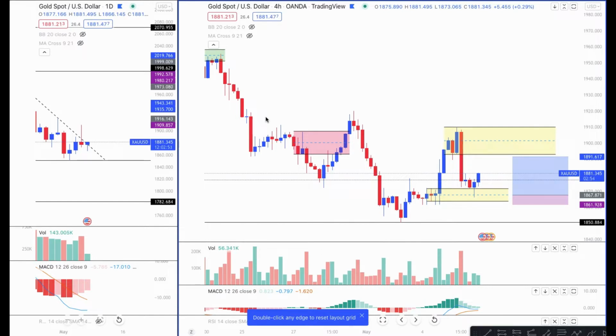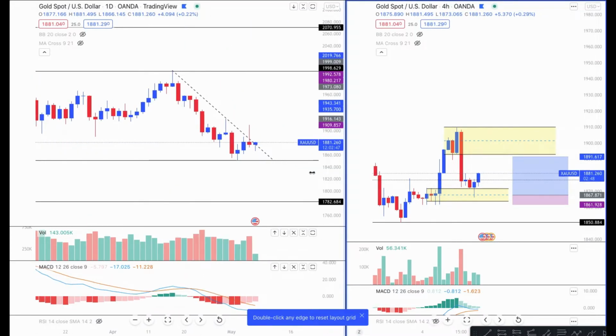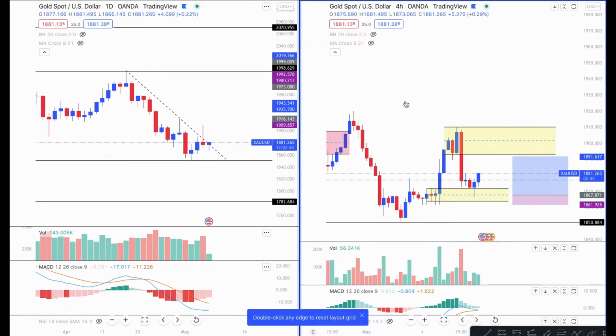So, on your left-hand side of the screen, we have our daily time frame, and on the right, we have our 4-hour time frame. On the left, on the daily, we can see that gold on the 18th of April hit a high of nearly $2,000. It came back down on the 3rd of May to the 1850 mark, which means we have been doing nothing but trending downwards for the last few weeks.